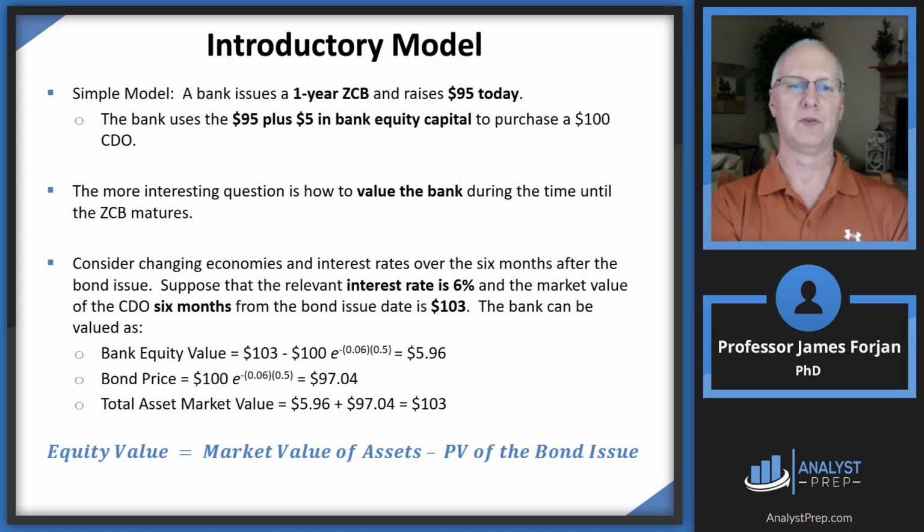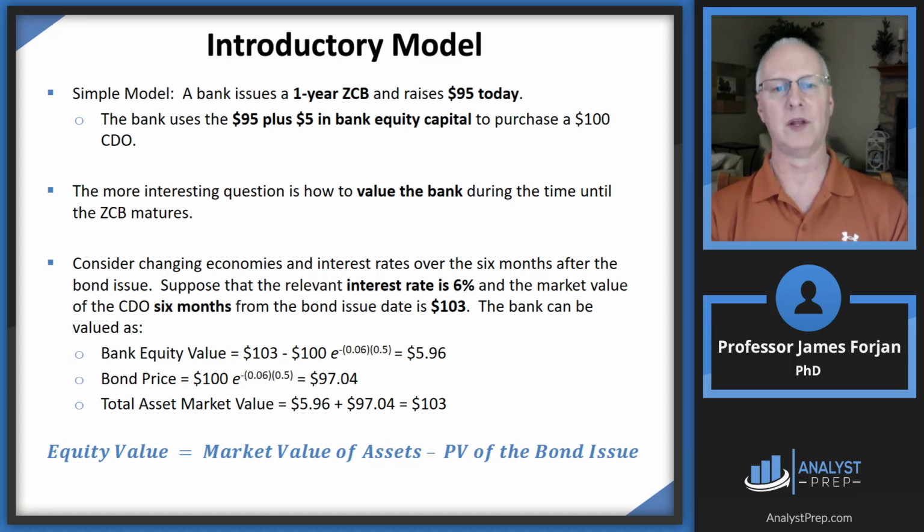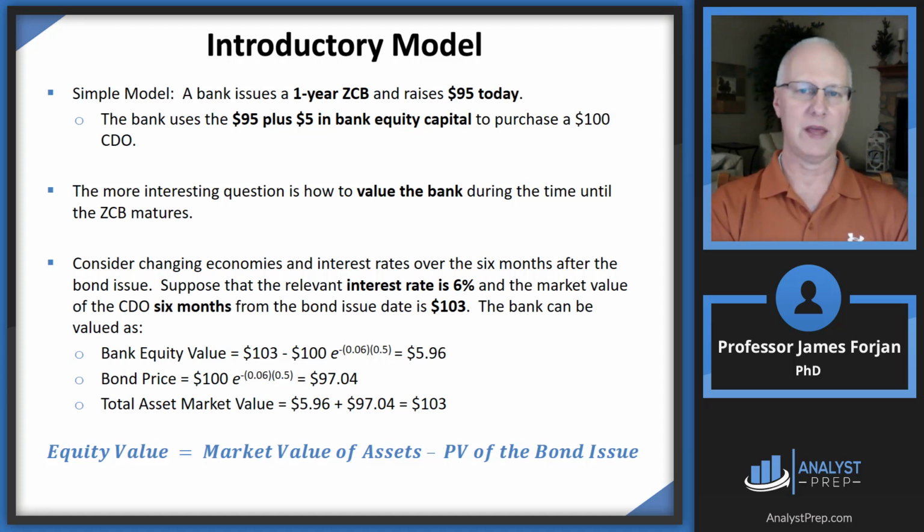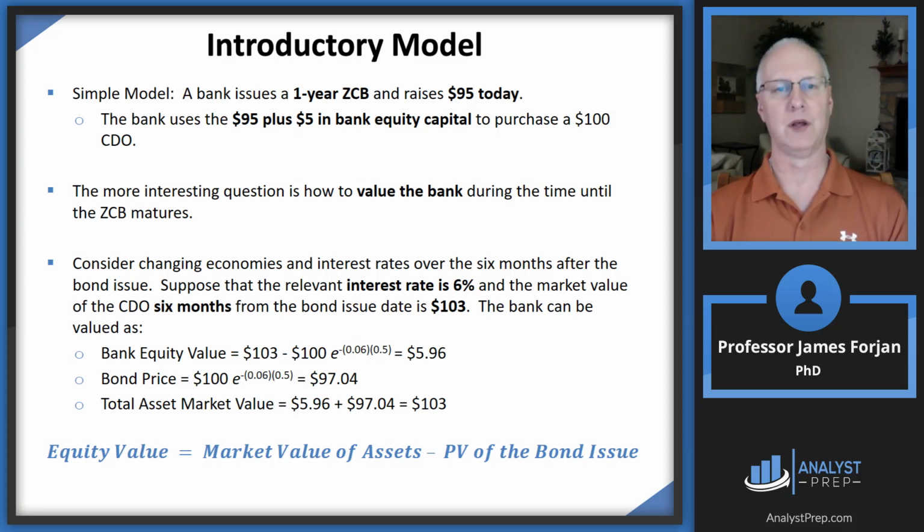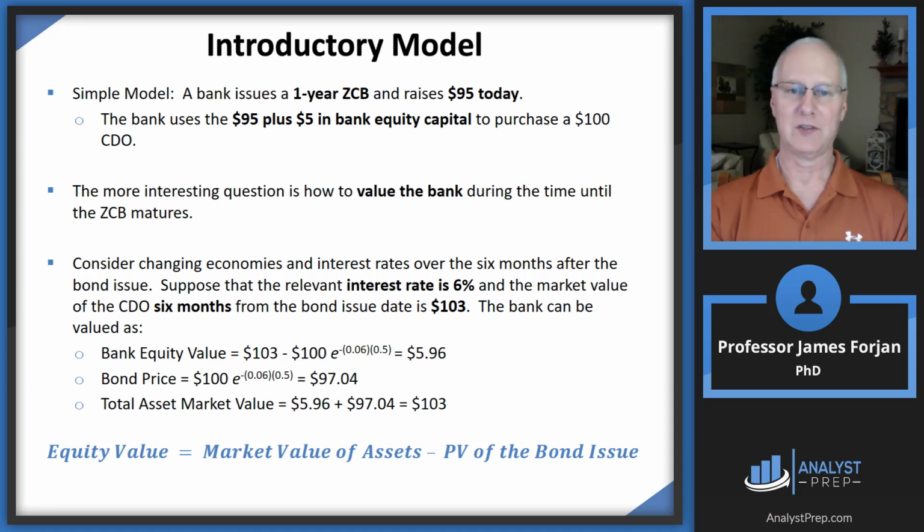So think about what happens. 6 months ago, the bank owners provided $5 in capital. 6 months later, now it's worth $5.96. All right, so that bottom equation there is going to be really important. I'm going to refer back to that as we go through this a little bit more complex model in the next couple of slides. All right, so what have we learned here in this introductory model? That the value of the equity can be viewed as a call option on the equity portion of the balance sheet. And it's equal to the difference between the market value of the assets and the present value of the bond issue.